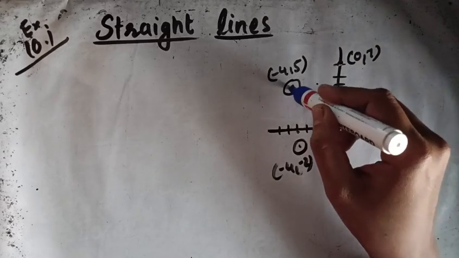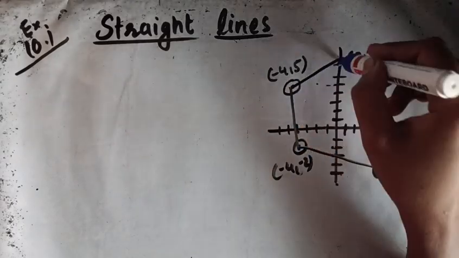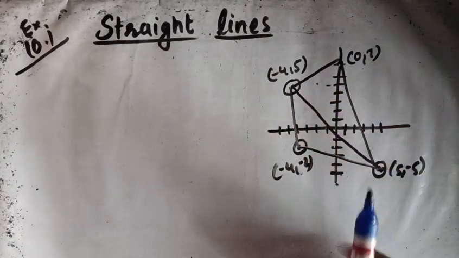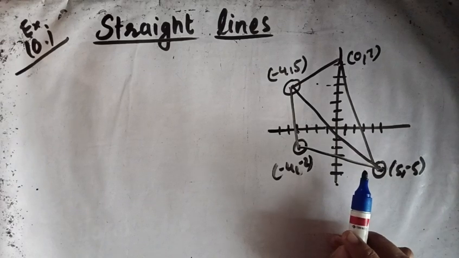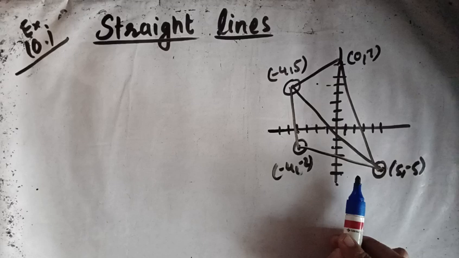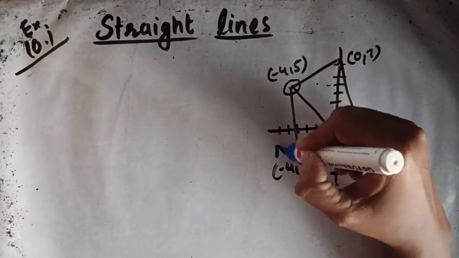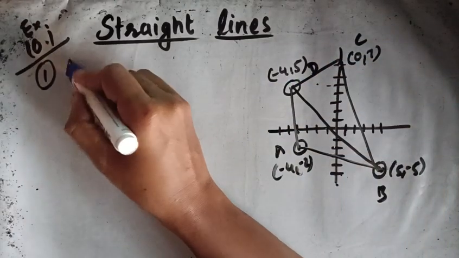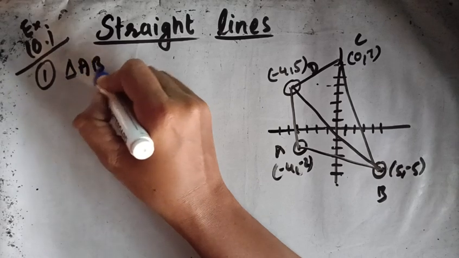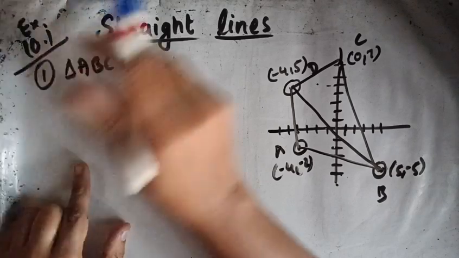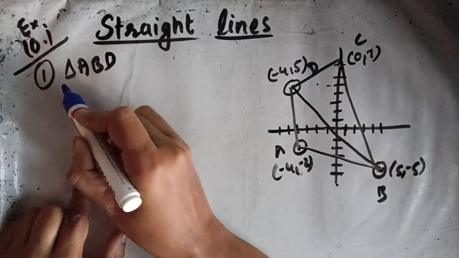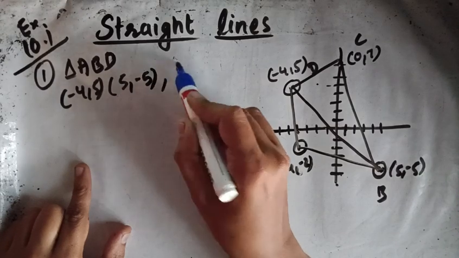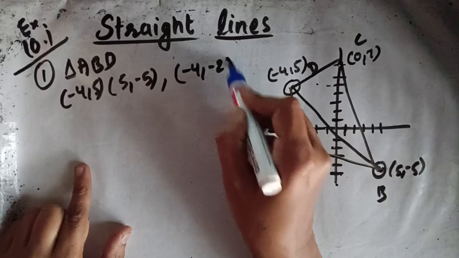Okay, so this is a quadrilateral. So we have to find the area of this, so we have to join these points. To find the area, you can use the area of a triangle formula. Three points you have to take. So this is A, B, C, D. If you are taking triangle ABD, sorry, then the points are minus 4 comma 5, 5 comma minus 5, and minus 4 comma minus 2.